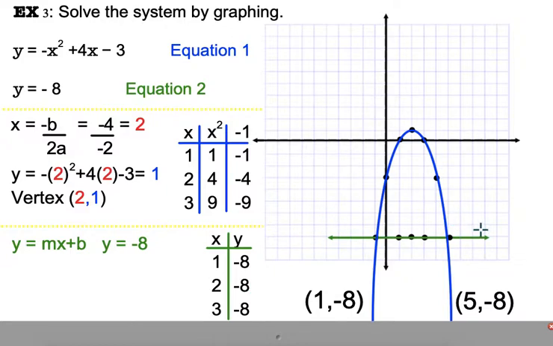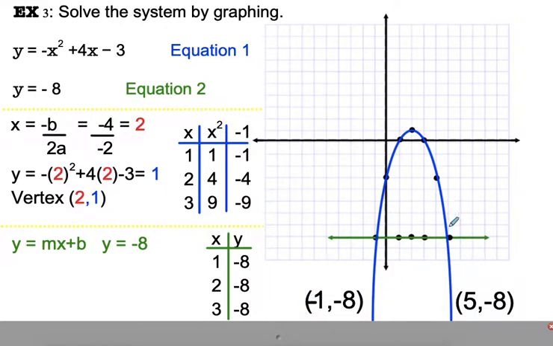So I graphed the line, and then I looked for the points of intersection. This time it hit twice. It hit right here on the left and right here on the right. Those points are (-1, -8). Got my negative in there.